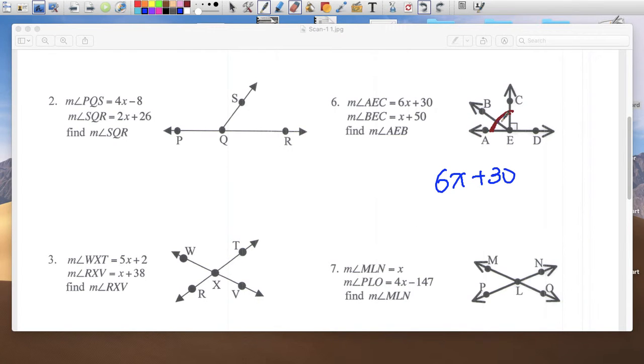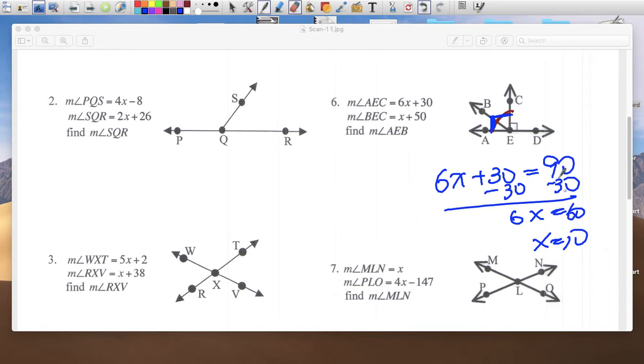This whole angle, you and I know, is 90 degrees, because if this side is on a straight line, it means that this is 90. So this whole thing is 90 degrees, and that's represented by AEC. So I know that 6x plus 30, which represents this whole side, equals 90. Minus 30, minus 30, 6x equals 60, and x equals 10.